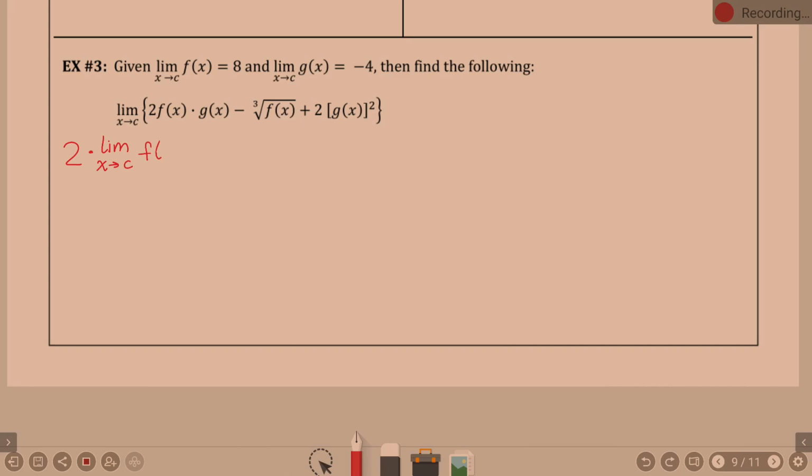Oh, you guys are going to get done way before me. 8. Times the limit of g minus, whoops, I'm going to say the cube root of the limit of f plus 2 times the limit of g, and that's squared. It's craziness, but it's not that bad.